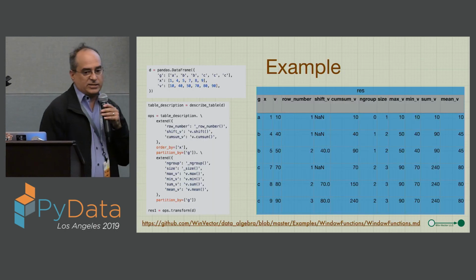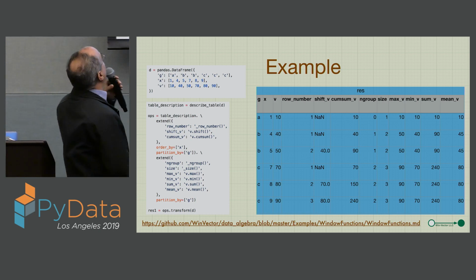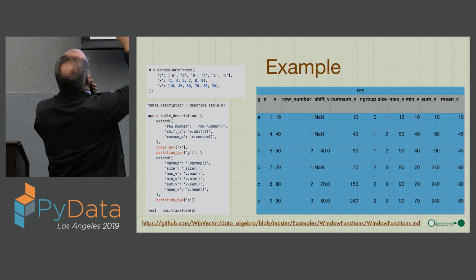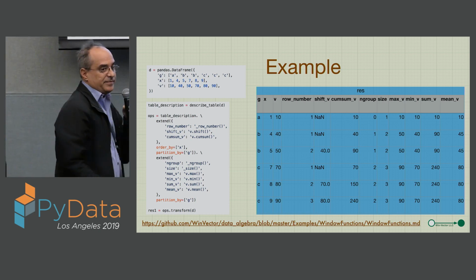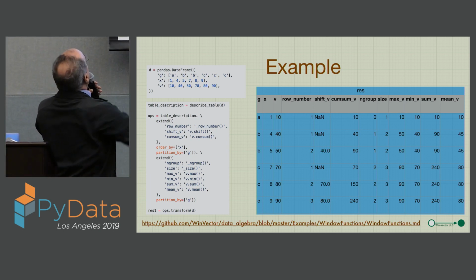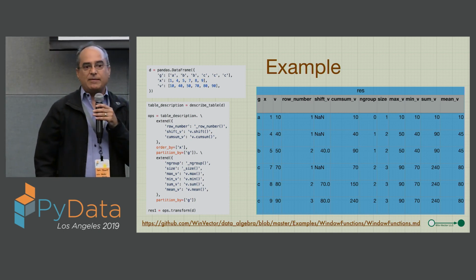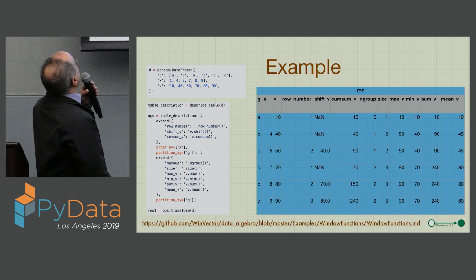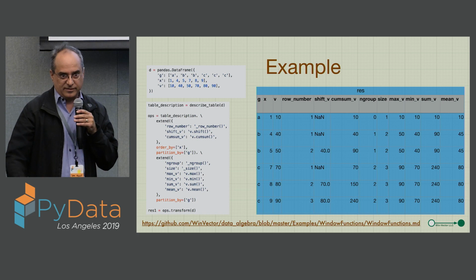But this is what the data algebra looks like, and this is the total meat of the talk. The blurry top thing is a pandas data frame. Then the blurry next line after that is a table description, which describes that table. All it does is say, I'm a table that has columns G, X, and V, essentially schematizing it.